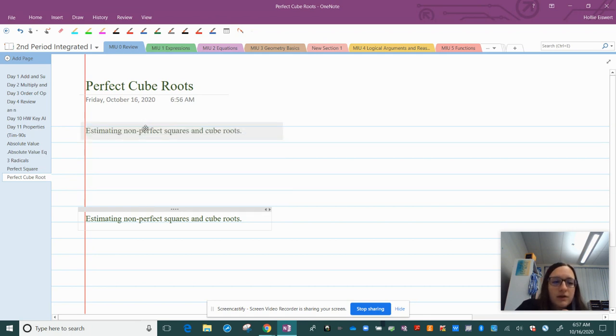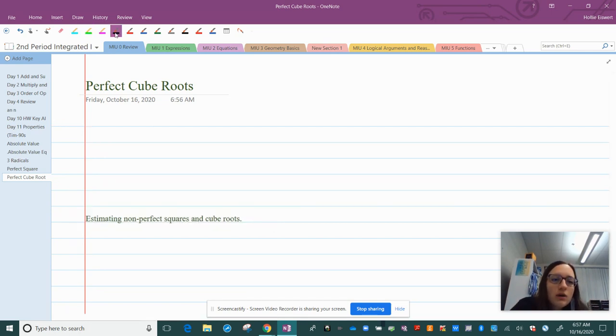No, let's estimate first. Let's estimate. No, let's do that. Okay. Not quite sure which one would be better first. So let's do our little drawing of what is a cube root, and then we'll get to looking at squares and cube roots and estimating what numbers they would be between.